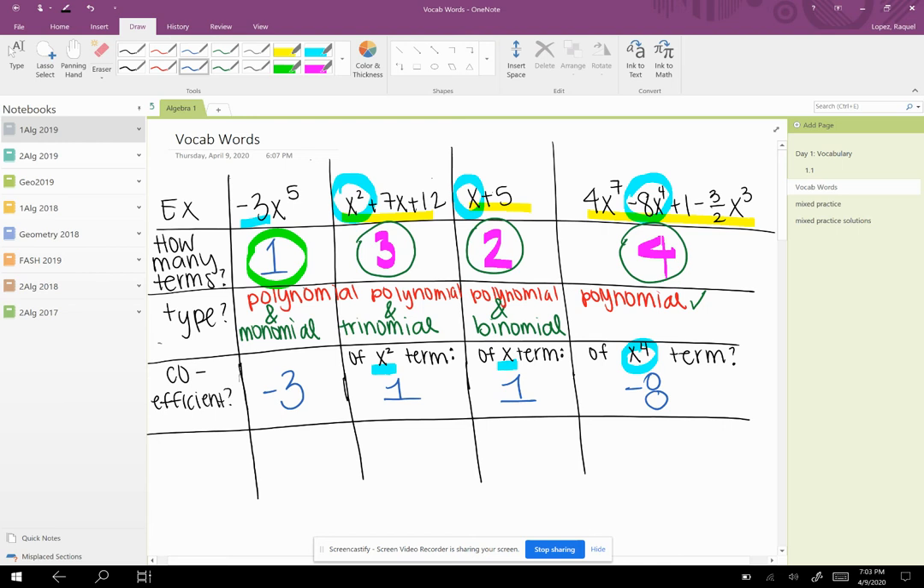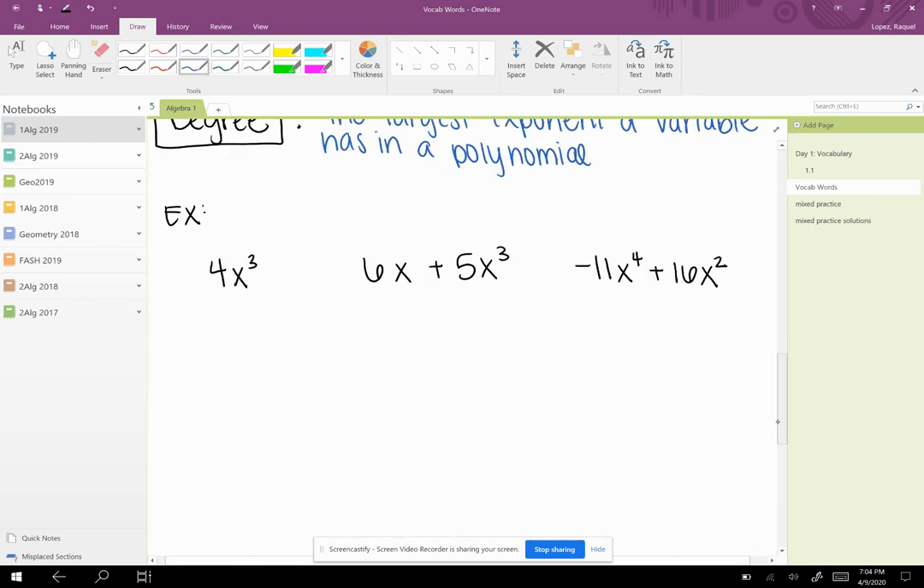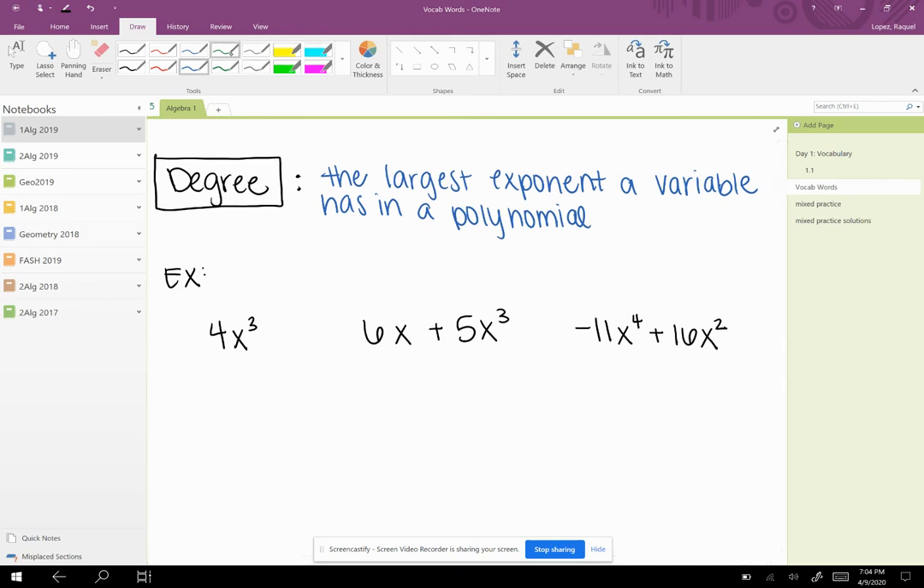Okay, so far we've gone over the type of expression it is, and I've asked you for the coefficient of some specific terms. The other question that I can ask you is, what is the degree? Now, when you guys think of degree, what do you think of? Okay, some of you probably thought of like a college degree, like a temperature degree, or like a degree in angles for some of you who have gotten a preview of geometry. So degree can mean many different things, but in the context of Algebra 1, we're going to say that the degree is the largest exponent a variable has in a polynomial.